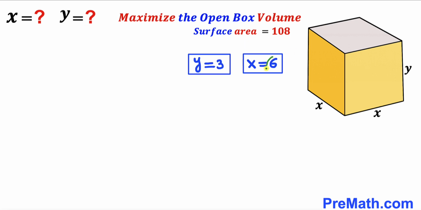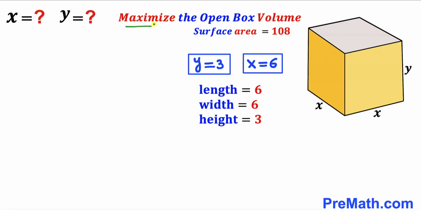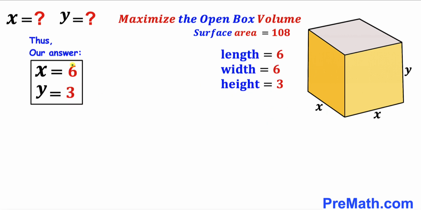So thus our x value turns out to be 6 and y value is 3. So to maximize the volume of this box, our length turns out to be 6 units, our width is 6 units, and our height is 3 units, as you can see over here. So thus our x value is 6 and y value is 3 units. And that's our final answer.